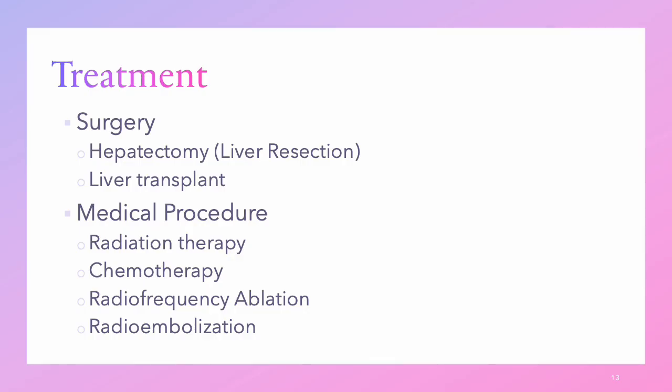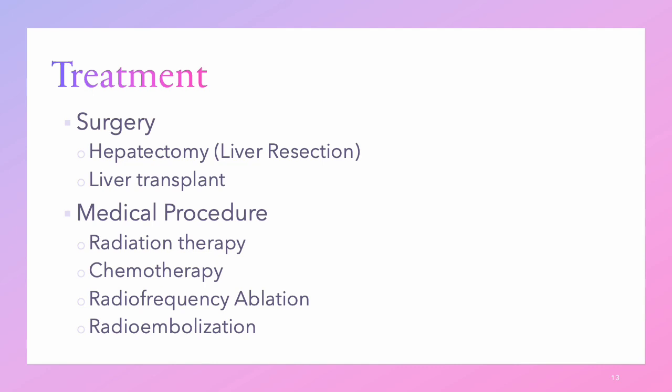Treatment will depend on the size, location, and number of tumors, how well the liver functions, if cirrhosis is present, and if there are any other diseases present. Treatment includes surgery to have the liver resected, which means to remove part or all of the liver, or just the portion that has cancer. Liver transplant surgery is an option when most of the liver isn't healthy enough or is mostly covered in cancerous tissue or cells. Other medical procedures include radiation therapy, chemotherapy, radiofrequency ablation, and radioembolization.